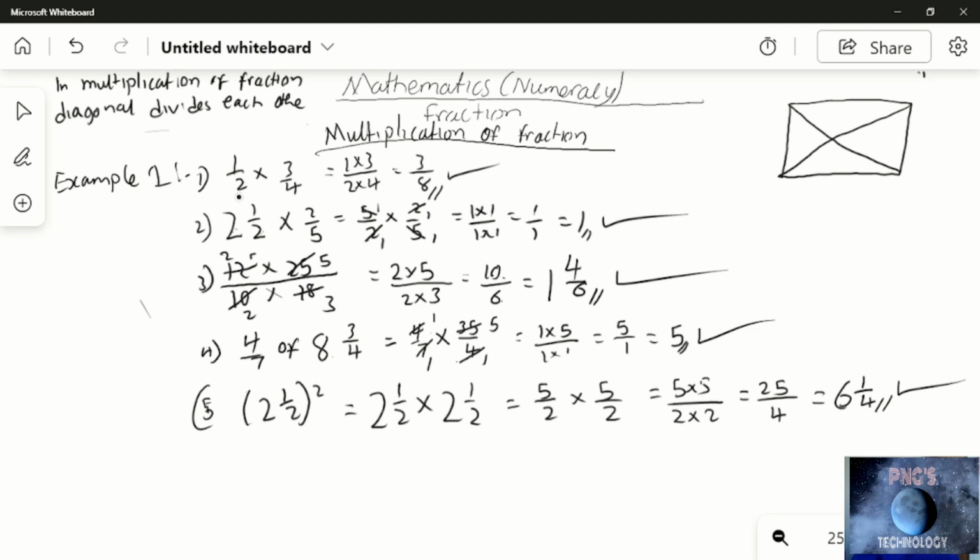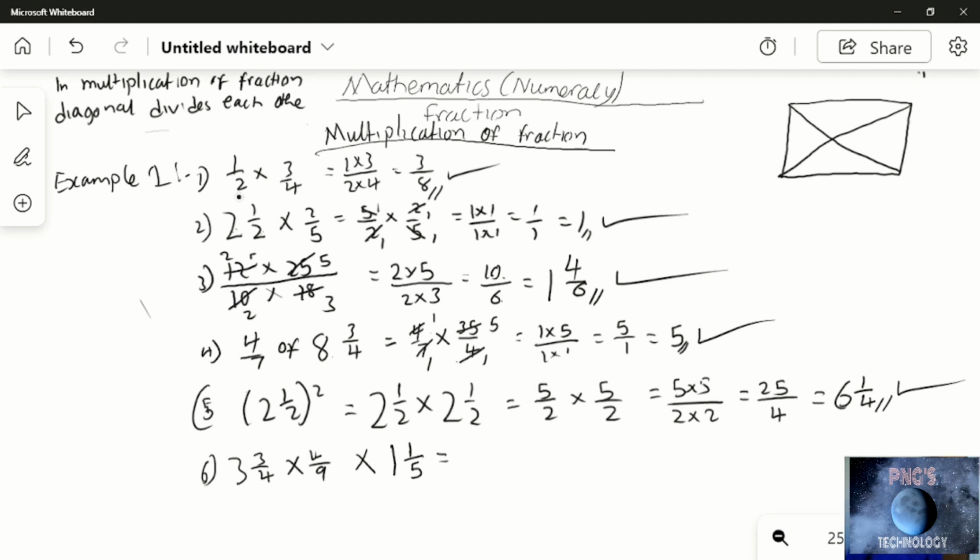So let's take example 6. So we're given 3 whole number 3 over 4 times 4 over 9 times 1 whole number 1 over 5.